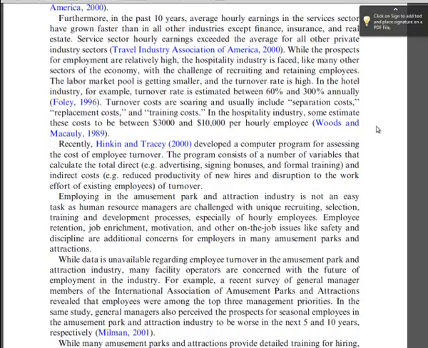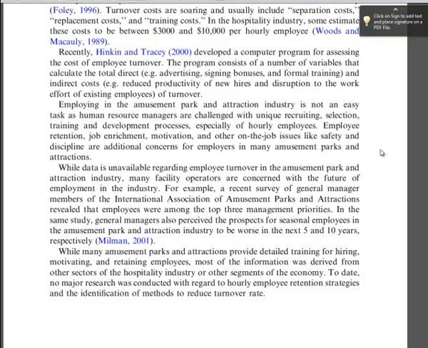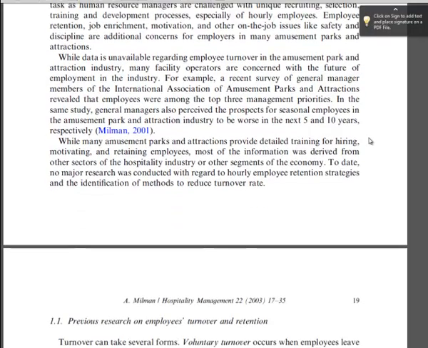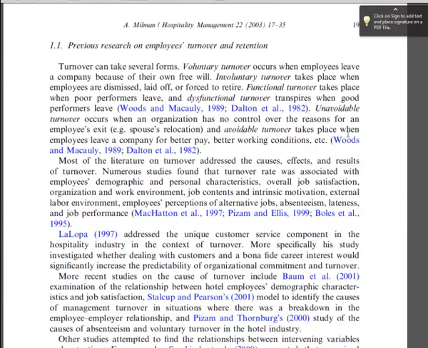So keep going. He provides a little bit of information about employee turnover. So trying to retain hourly employees is always an issue for employers. Again, he's focusing now back on amusement parks, talking about amusement parks and turnover. Now he starts talking about a little bit more specific information about turnover and retention.